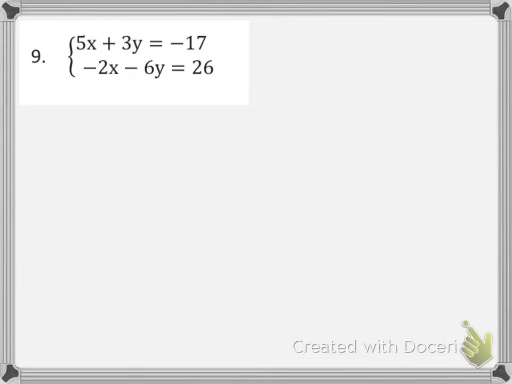Number 9. What's the easiest way? Well, it looks like I can change this 3y into a positive 6y just by multiplying through by 2. So I'm going to do that. 2 times 5x is 10x. 2 times 3y is a positive 6y. And then 2 times the negative 17 is a negative 34.